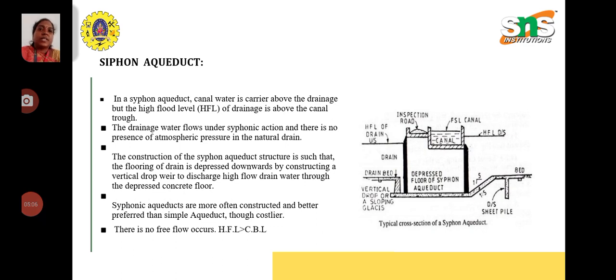The next type is the siphon aqueduct. In this aqueduct, the canal water is carried above the drainage, but the high flood level of the drainage is above the canal roof. We will see this siphon aqueduct in detail in the next class.